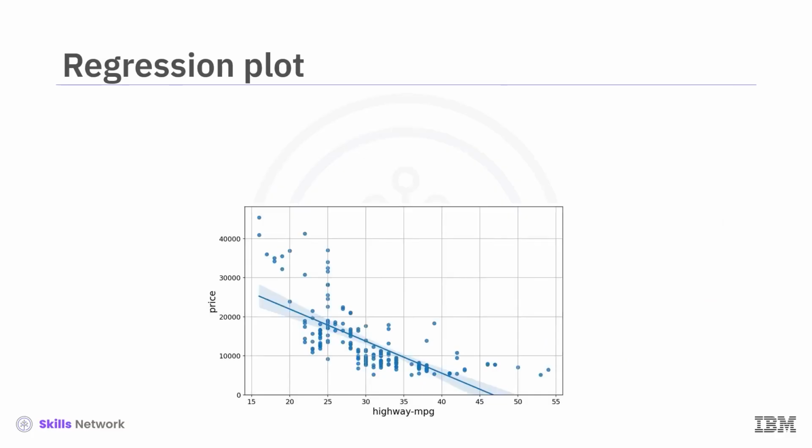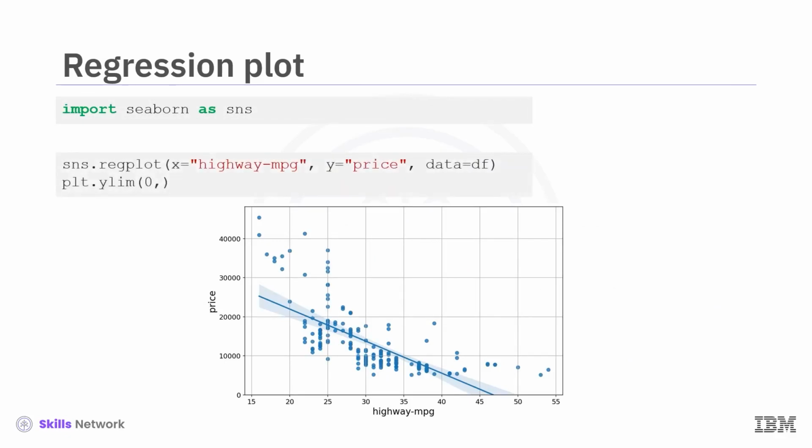There are several ways to plot a regression plot. A simple way is to use regplot from the Seaborn library. First import Seaborn, then use the regplot function. The parameter x is the name of the column that contains the independent variable or feature. The parameter y contains the name of the column that contains the dependent variable or target. The parameter data is the name of the data frame. The result is given by the plot.